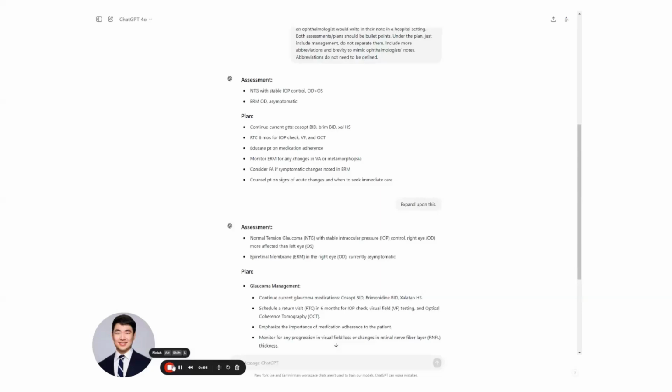So here, as you can see, the assessment is saying normal tension glaucoma, stable IOP, and then it was saying continue current regimen, and then come back for IOP check, visual field, and OCT, and talk to the patient about medication adherence, and just any return precautions, essentially.